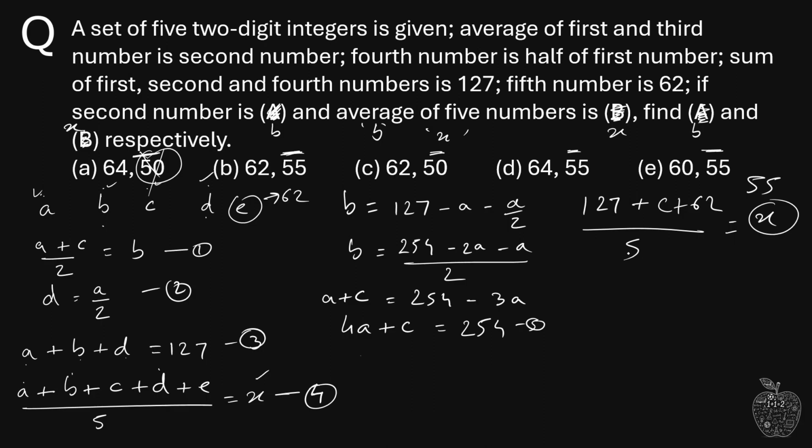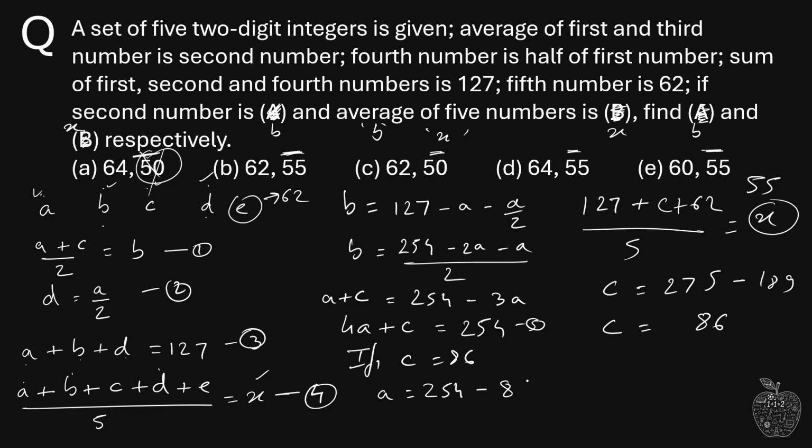Now let's solve for C, assuming X is 55. So C is equal to 5 into 55, which gives 275, minus again 189. And finally we get the value of C, which is 86. Now again, if C is equal to 86, what do we get for A? We'll get 254 minus 86 divided by this 4. After calculating all this, we get the value of A as 42.